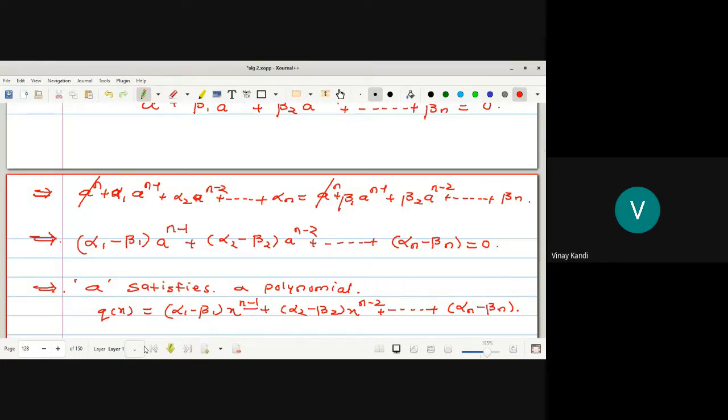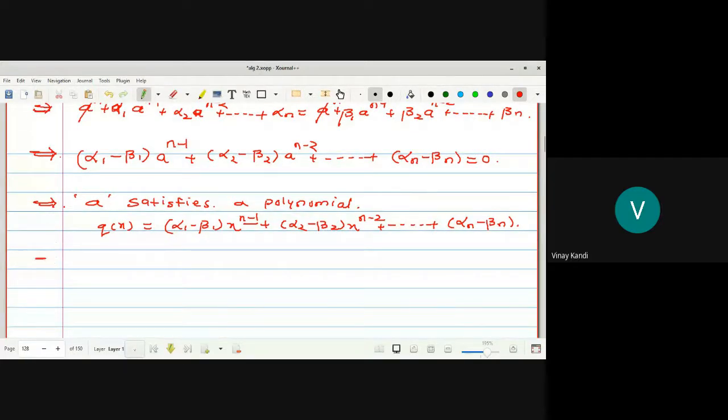Okay, so this implies q of x must be the zero polynomial. Okay, why? Since the degree of the element a is equal to what? n. Okay, here we get the degree of the polynomial is n minus 1. So this implies q of x must be the zero polynomial. What is the meaning of zero polynomial? All the coefficients of that polynomial, alpha 1 minus beta 1 is equal to 0. प्रत्येक हा coefficient काय असायला हवा तुमचा 0 असायला हवा. म्हणजे तो काय होईल q of x is equal to 0 polynomial.